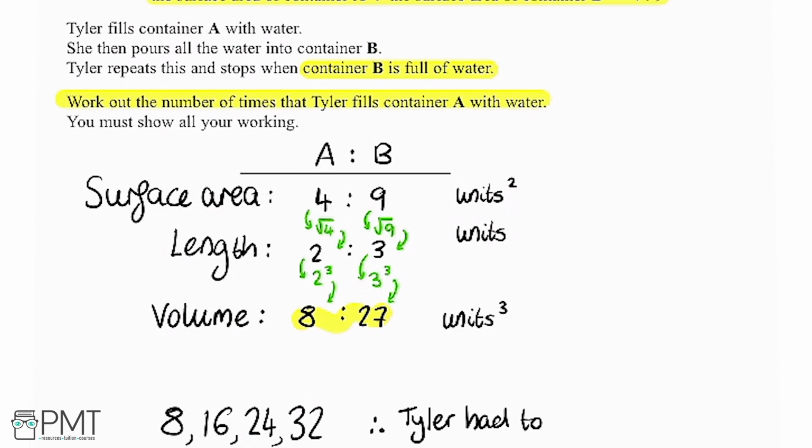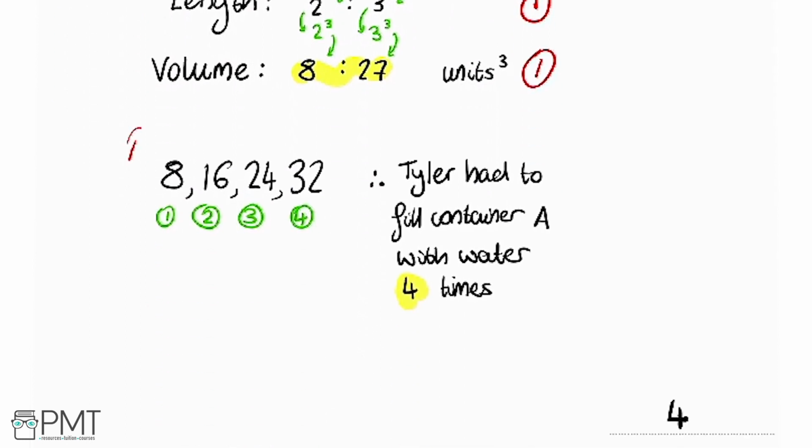So we get our first mark for finding the corresponding length ratio. Then the second one for finding the volume ratio. We got our third mark for this step here. And the final mark for the correct answer of 4.